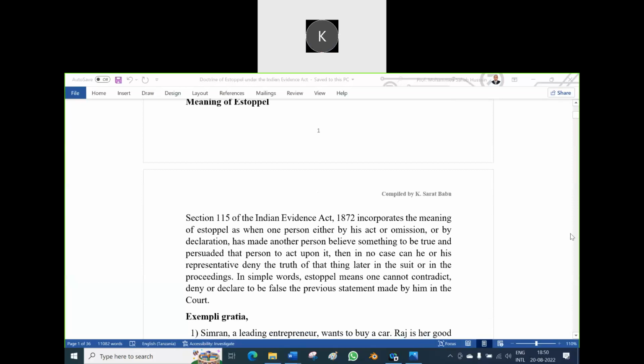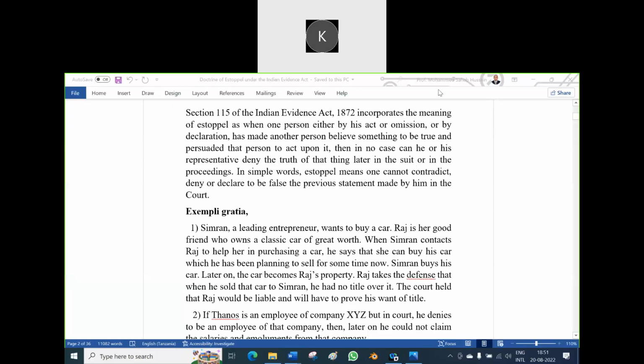The meaning of estoppel, according to Section 115 of the Indian Evidence Act 1872, is this: when one person, either by his act or omission or by declaration, has made another person believe something to be true and persuaded that person to act upon it, then in no case can he or his representative deny the truth of that thing later in the suit or in the proceedings. So he cannot deny what he said earlier. In simple words, estoppel means one cannot contradict, deny, or declare to be false the previous statements made by him in the court.